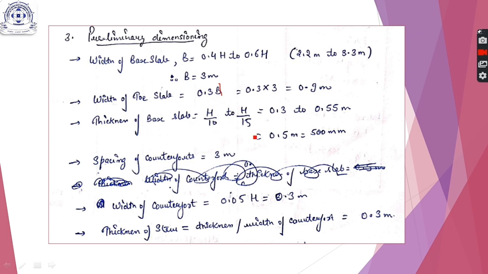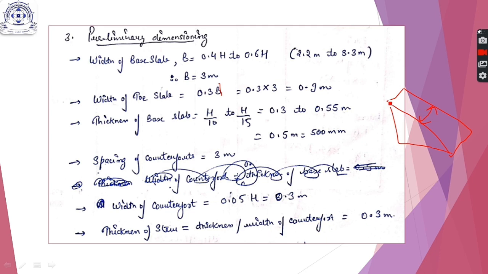Thickness of the base slab is assumed like this. Now the spacing of counterforts is 3 to 3.5 meter. I have taken it here to be 3 meter. Width of counterfort, that is this portion, if this is a counterfort, this width is assumed to be 0.05 h, so 0.3 meter, and the thickness of the stem is taken to be the same as the thickness or width of the counterfort, 0.3 meter.